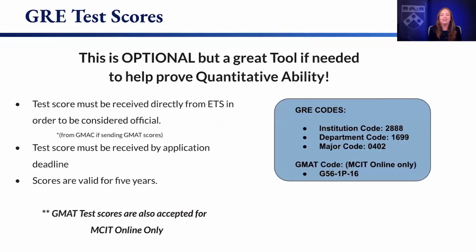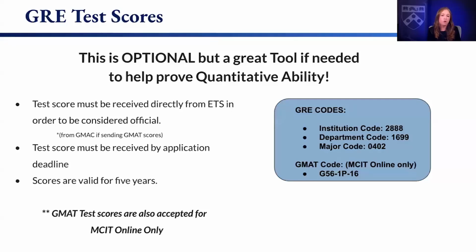Right. So I think next, our final application component here is an optional one, but it can be a very important one, the GRE. So the GRE is, for example, if you're applying to the MCIT online program, one way that a lot of applicants show us quantitative ability. But it could be a strong application piece for any of our programs.